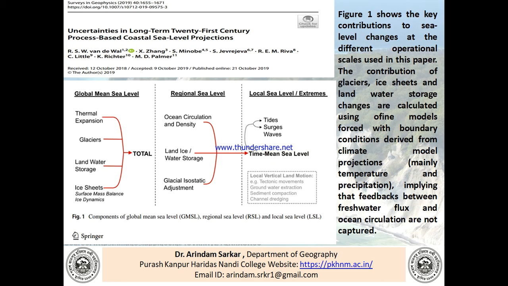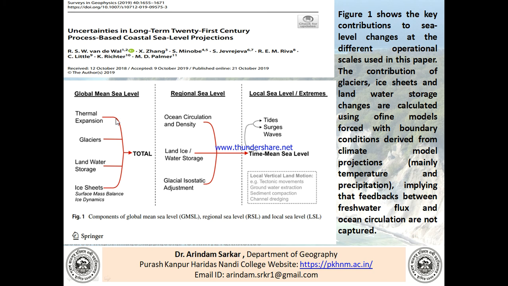That is the important schematic diagram I can get from this very good publication, The Uncertainties in Long-Term 21st Century Process-Based Coastal Sea Level Projections, by R. S. W. van de Wal and others. What is this diagram? This diagram has three segments. That is the global mean sea level, the regional mean sea level, and the local sea level and extremes.